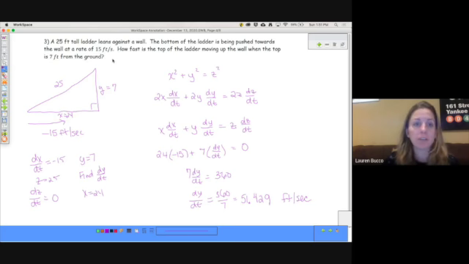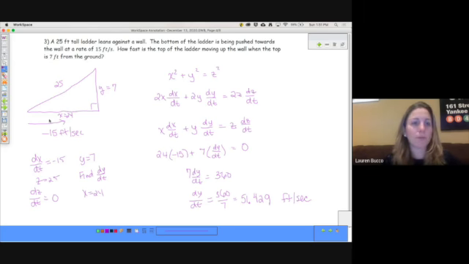So let's talk about important things here. dz dt is 0. The length of the ladder does not change, so the rate at which it's changing is 0. If a segment is getting smaller, its rate is negative. I think that's all I wanted to point out on that one.